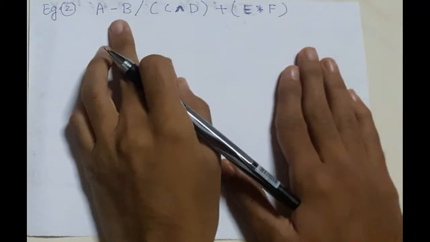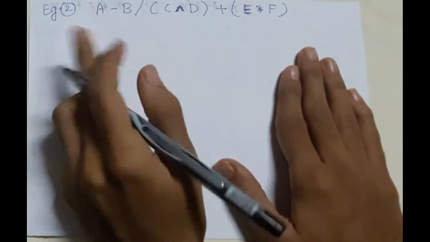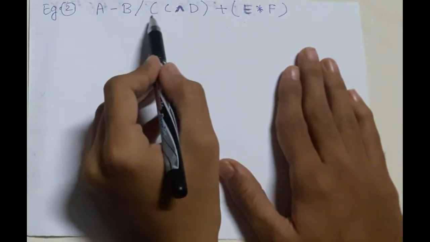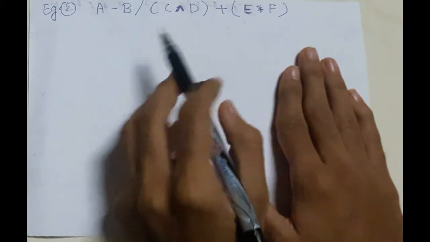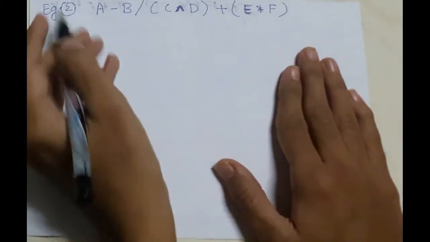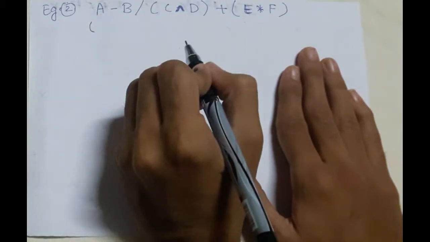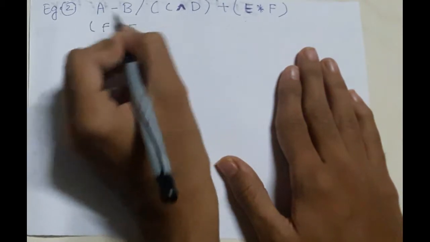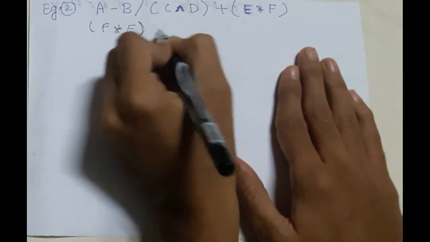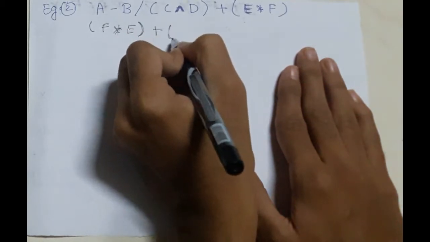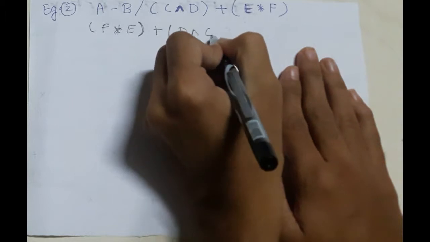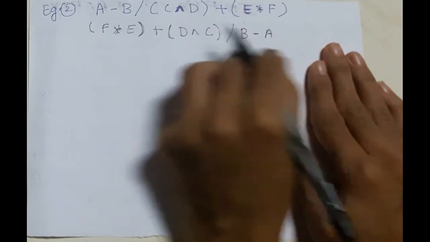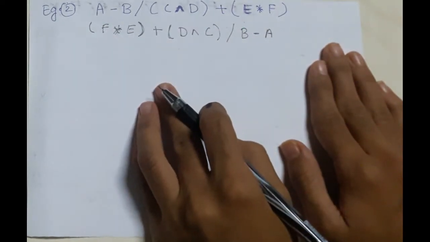Now we'll solve one more example. Okay, so first we have to reverse this infix expression, and while reversing, we'll replace the opening parenthesis with closing and the closing parenthesis with opening. Okay, so this is a closing parenthesis, we'll replace it with opening. Then F, multiplication, then E. Okay. Plus. Then D exponent C division B minus A. So this is what we will get after reversing the infix expression, right?